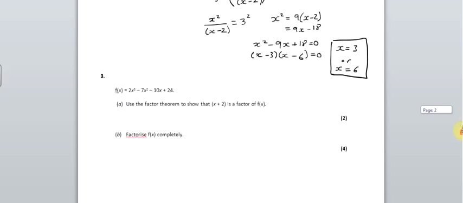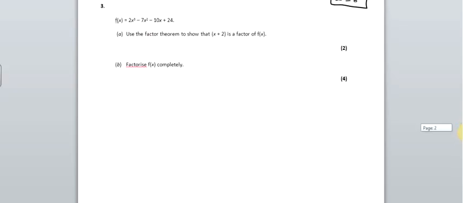Question 3. Pardon me. So we're given a cubic, a polynomial there, and we're asked to use the factor theorem to show that x plus 2 is a factor of f of x. And very straightforward, all we have to do is do f of minus 2 and hope it's 0. Because if it's 0, then x plus 2 is a factor.